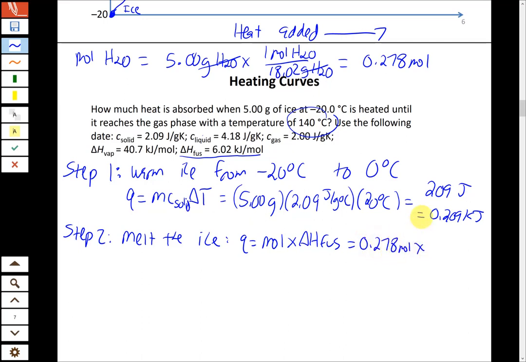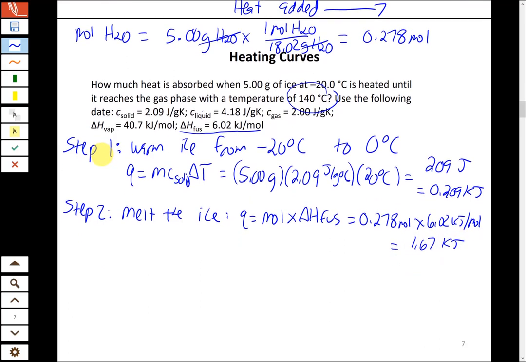And then the phase change enthalpy for melting, which is called delta H of fusion, is 6.02 kilojoules per mole. And so that comes out to 1.67 kilojoules. All right, so that's step 2. We're 40% there. Again, we're not going to usually have, or I don't think we'll ever have, homework problems that are this many steps, but this gives you the full picture.